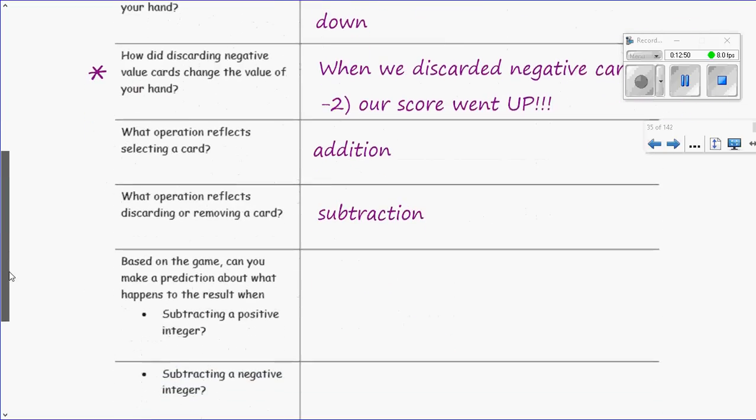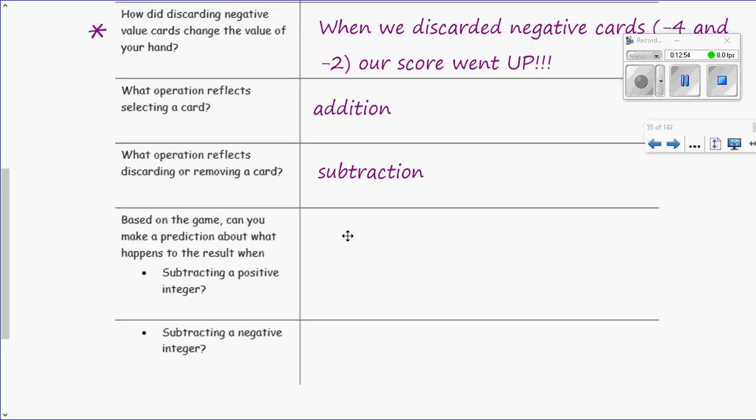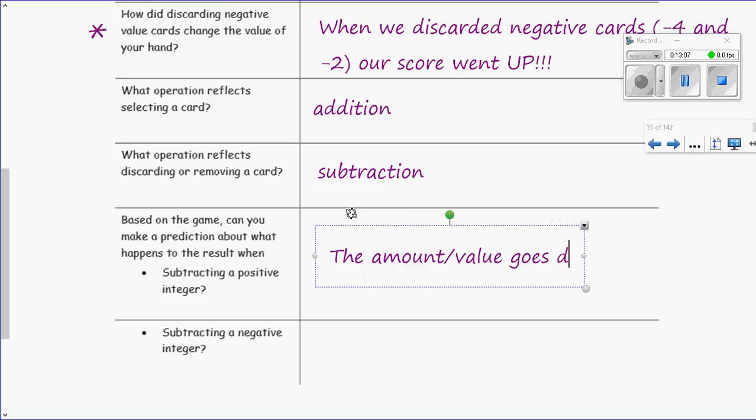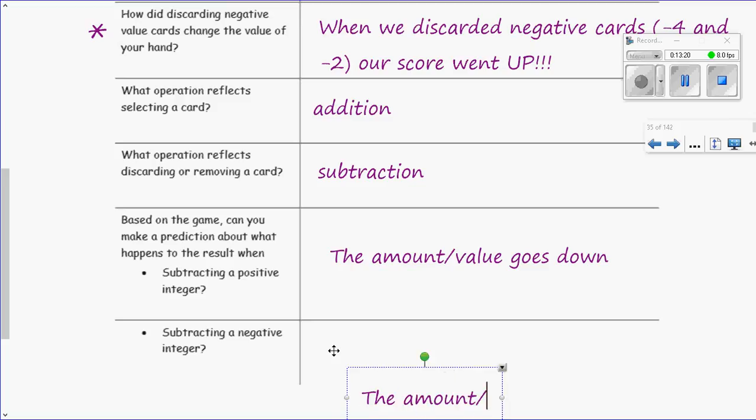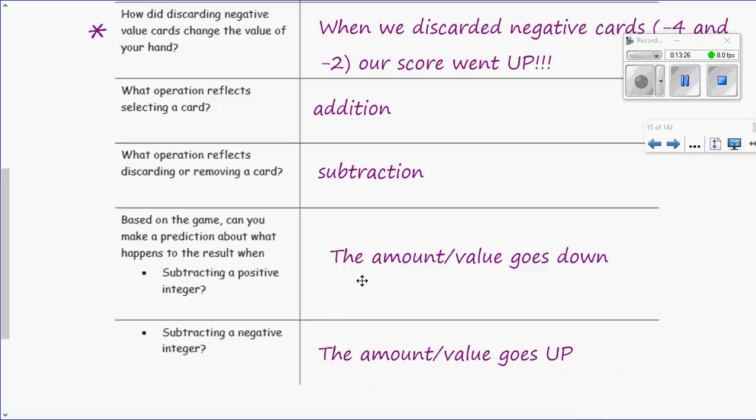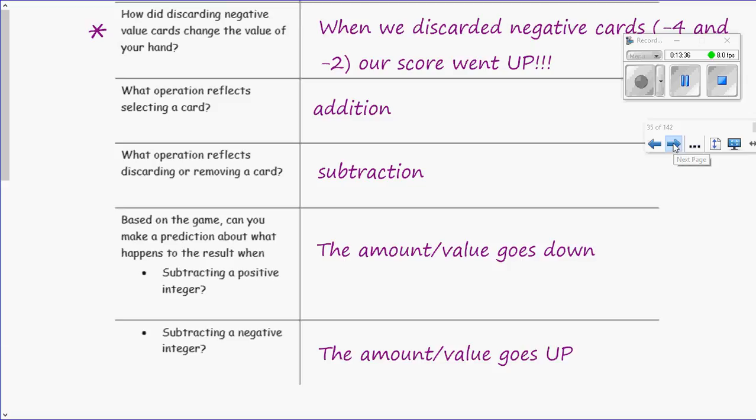Okay, so based on the game, can you predict what will happen when I subtract a positive integer? When I subtract a positive integer, the amount or value goes down. And what about when I subtract a negative, which means when we discarded a negative, or take away a negative, the amount actually goes up. The value goes up. Okay, keep these in mind. These are just to show you why that happens, and then we're going to practice some examples of how it works. Okay, so flip to page 36.